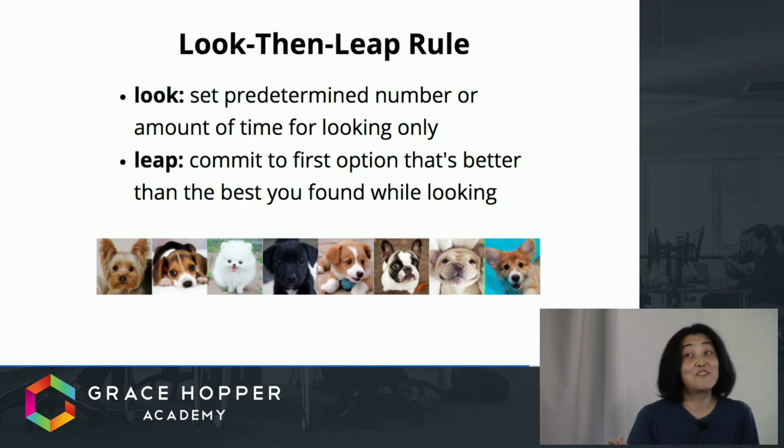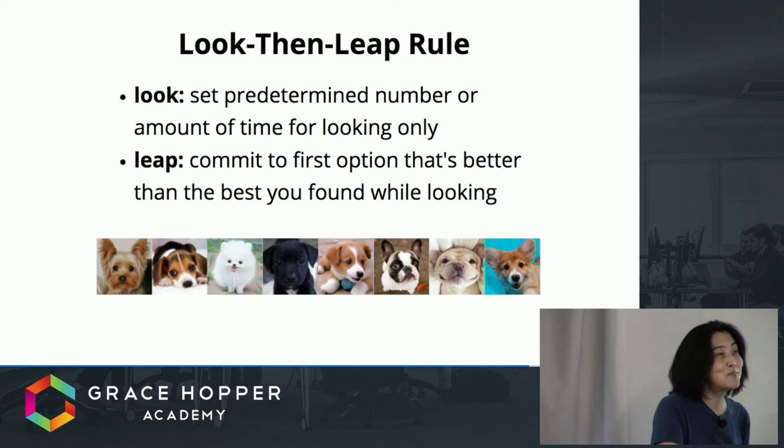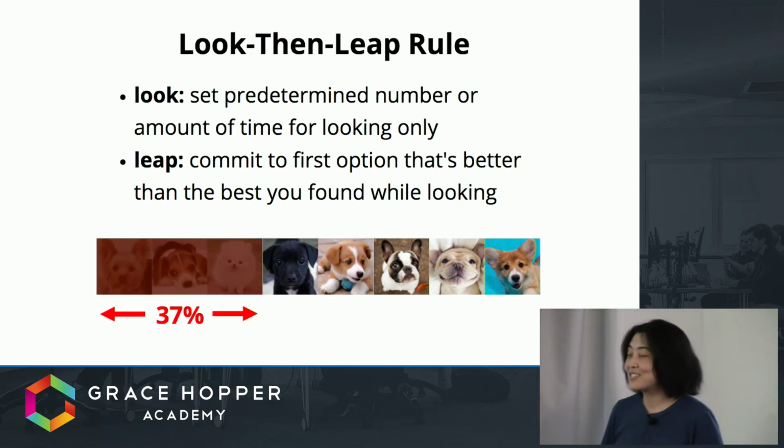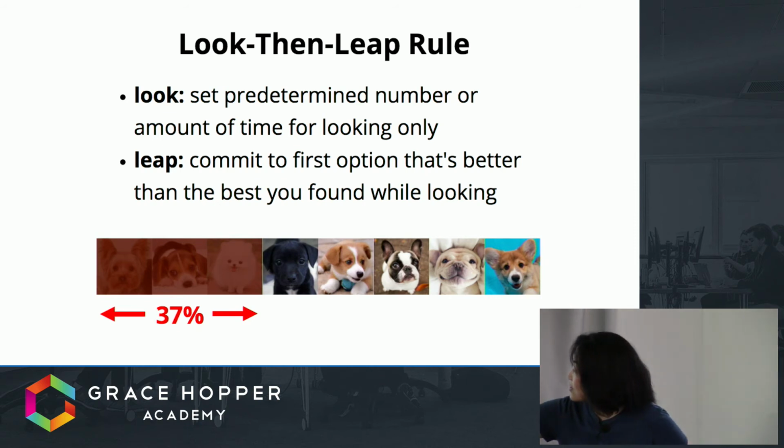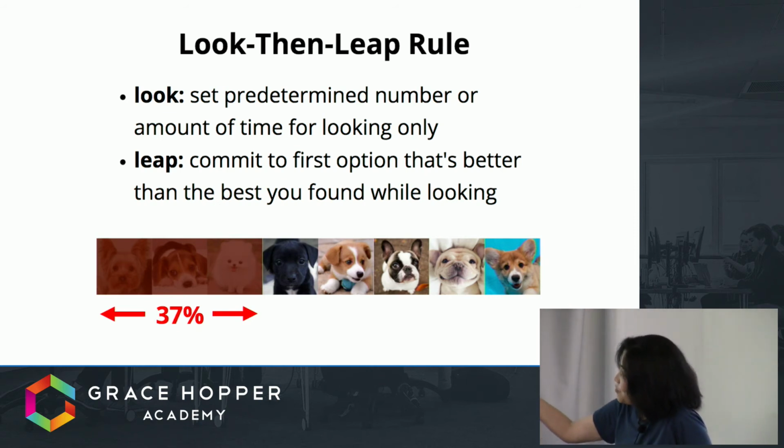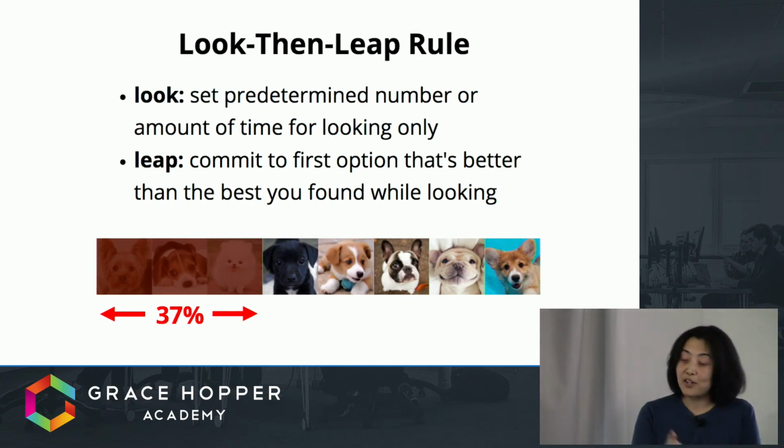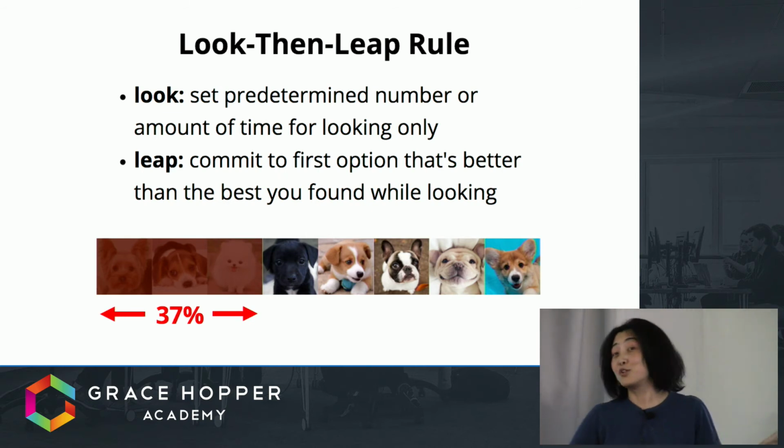So they've done a lot of work on that, and they've come up with a number. And that number is 37%. Generally speaking, in this case, 37% of the dogs is the first 3 dogs. And so what we would do is look at each of those 3 dogs, not choosing any of them, no matter how cute and adorable they are.